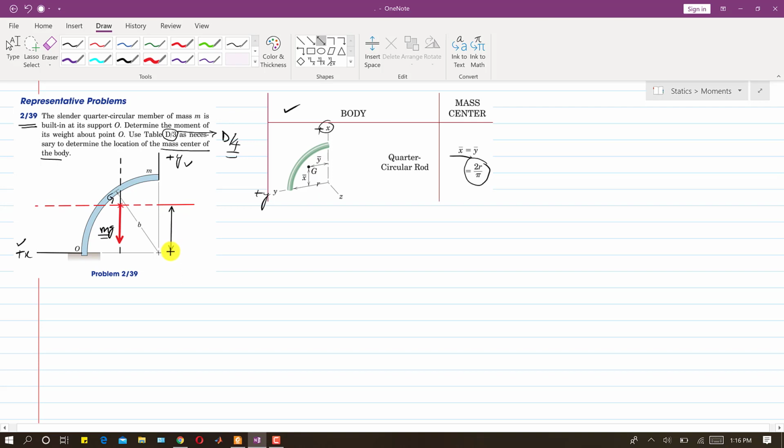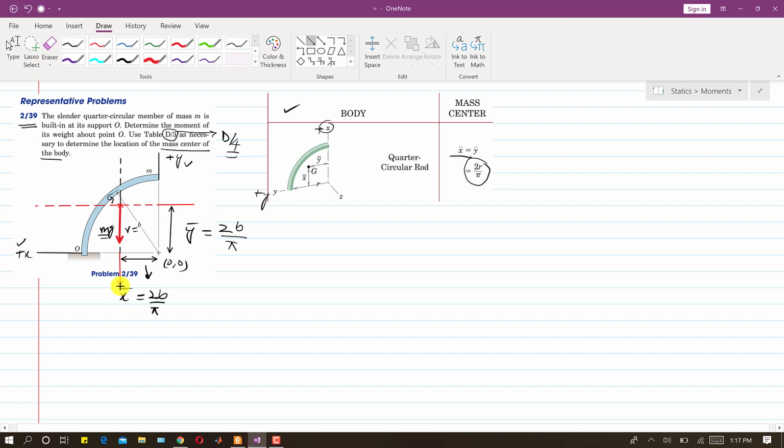So according to table D4, let's suppose this is the y distance. Then this distance will be 2r divided by pi, and here r is equal to b, so I will write 2b divided by pi. Similarly, this will be the x' length from the origin, and this length is also 2b divided by pi. Now if I move this force along its line of action, and bring this force here, so I draw this force here.